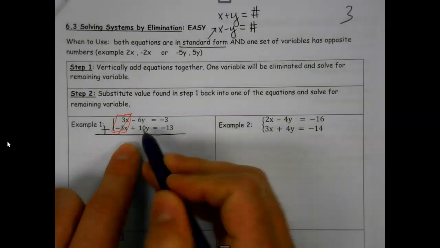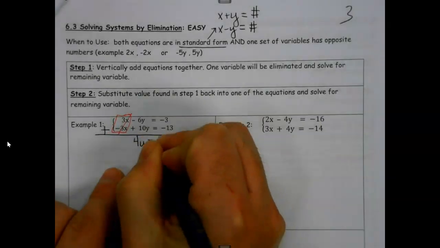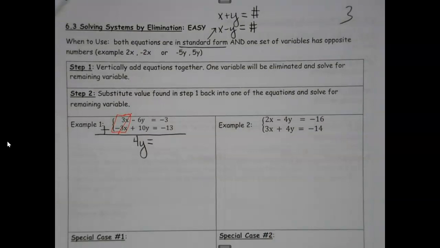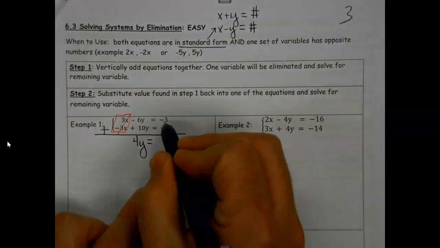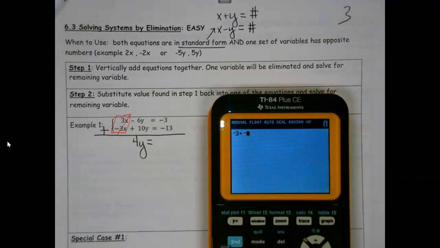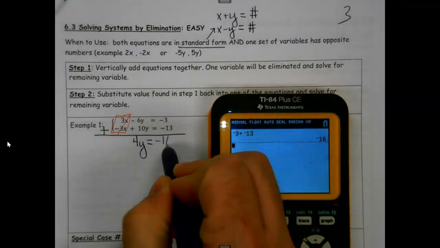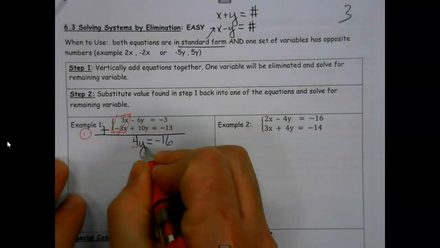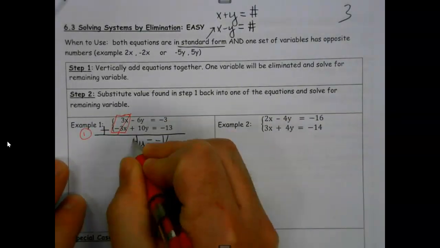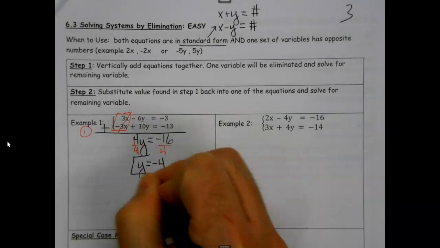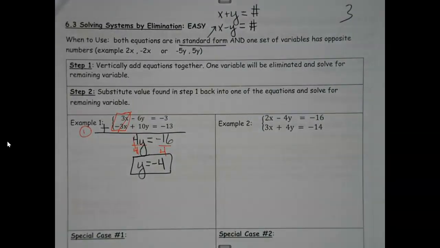Then negative 6 plus 10 is 4. Again, you do have to pay attention to signs. Just because we're adding doesn't mean it gets bigger every time. And then negative 13 and negative 3, if you're not sure, it is not bad to take out the calculator. So we do that, and all of a sudden we're down to a one-step equation. So we do our division. And I've got my first variable.